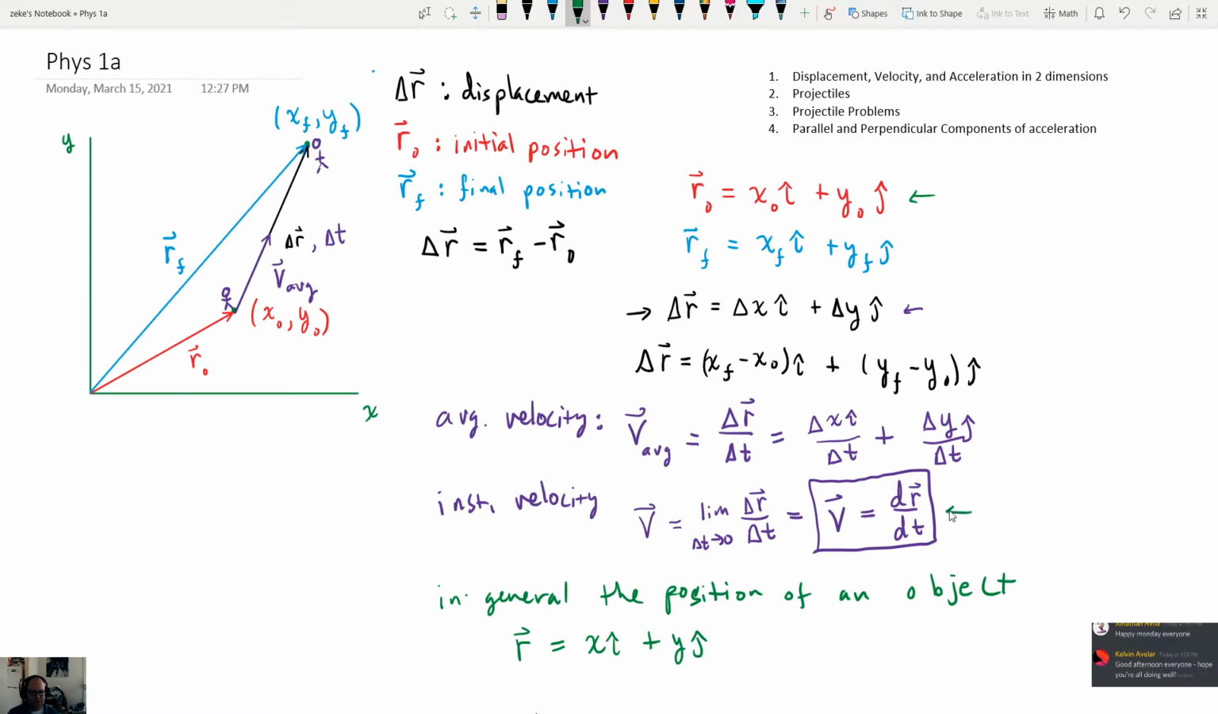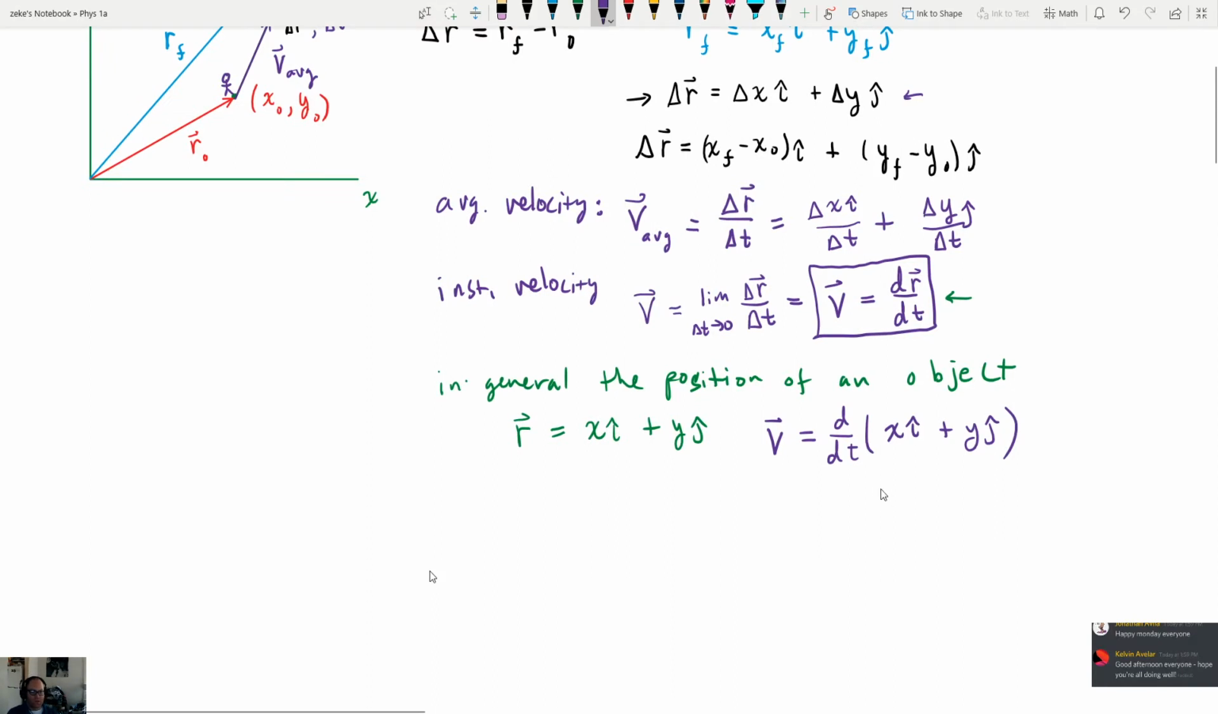If we use that on this equation right here, what that tells us is that the velocity is going to be equal to the derivative of this thing. So let's just write the whole thing out. The time derivative of x times i hat plus y times j hat. Scroll down just a little bit. And then we can move this derivative into this expression right here to say that the velocity is going to be equal to dx dt times i hat plus dy dt times j hat.